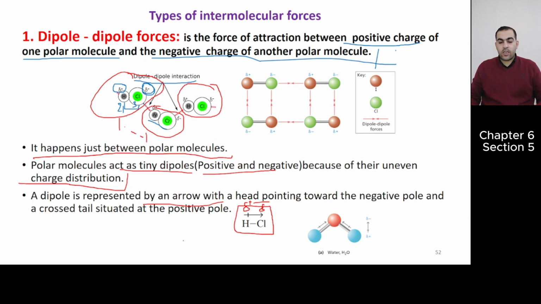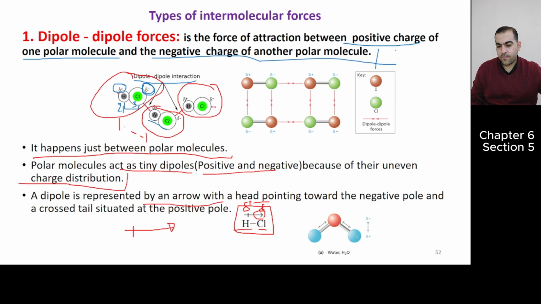So we're going to represent it by an arrow. It has a head and a tail. The tail will be situated on the positive side, and the head of the arrow, guys, will be situated on the what? The negative side, the partially negative side of the polar molecule.